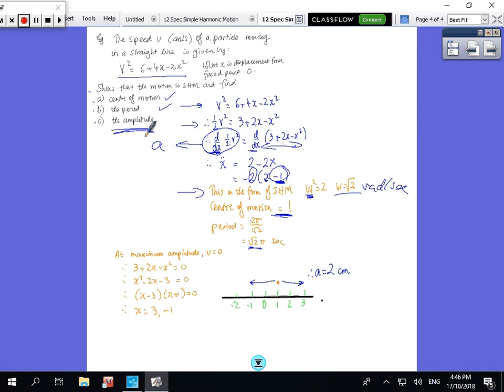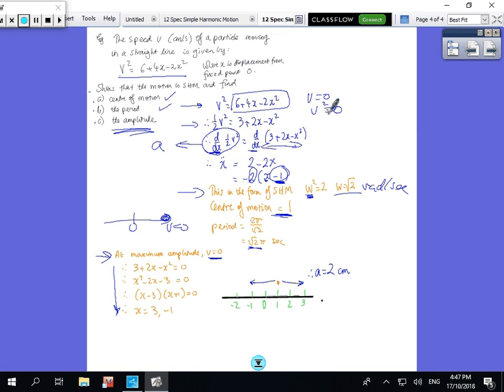Now to get this last thing, the amplitude, we know that at maximum amplitude, the velocity equals 0. So when the particle is at its maximum, the velocity equals 0. So we end up solving that equation. So we can just take that expression, even though it's v squared, we can just say that is the v formula, because basically if v equals 0, then v squared equals 0. Okay, so I can just take that.